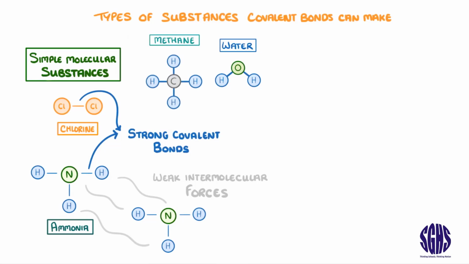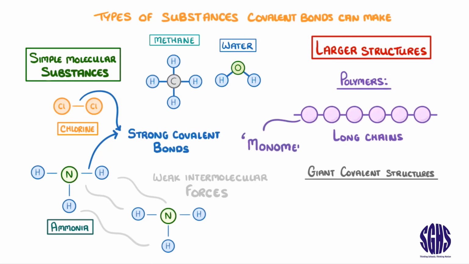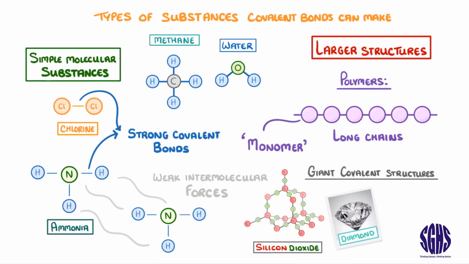Covalent bonds can also be used to make much larger structures though, such as polymers and giant covalent structures. We cover both of these in other videos, but basically polymers are long chains made up of lots of repeating units, which we call monomers, and are used to make things like plastic bags and t-shirts. Meanwhile, giant covalent structures are things like silicon dioxide, diamond, and graphite, which can involve billions or trillions of atoms, arranged in a regular lattice. And because all of the atoms are joined by covalent bonds, they're really strong.